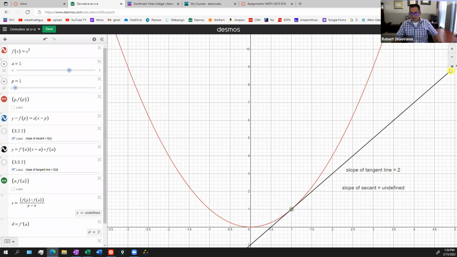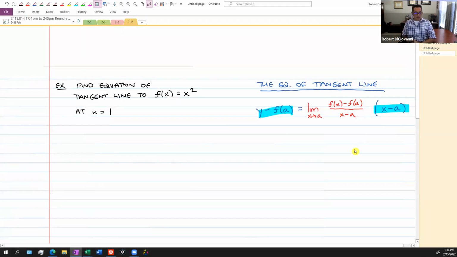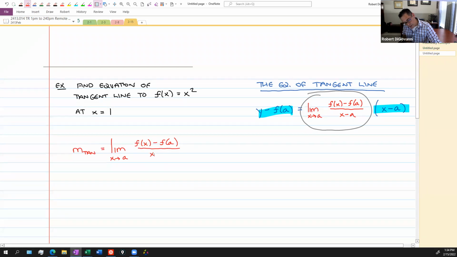So let's go do it ourselves, all right? That's just visually what we're trying to do. So let's do this part first. Let's go right now and try to find the slope of the tangent line. To do that, we're going to take the limit as x approaches a of f of x minus f of a over x minus a.